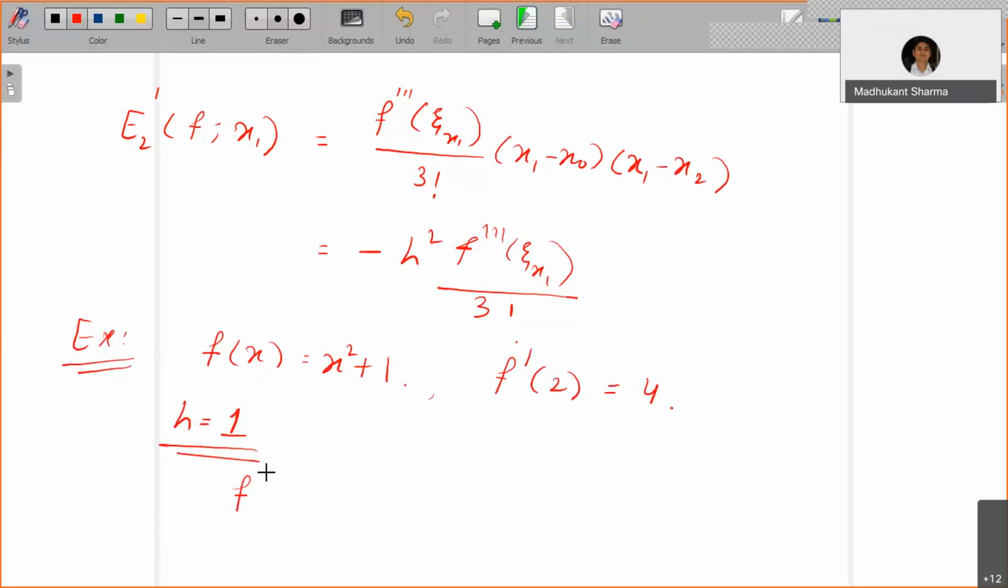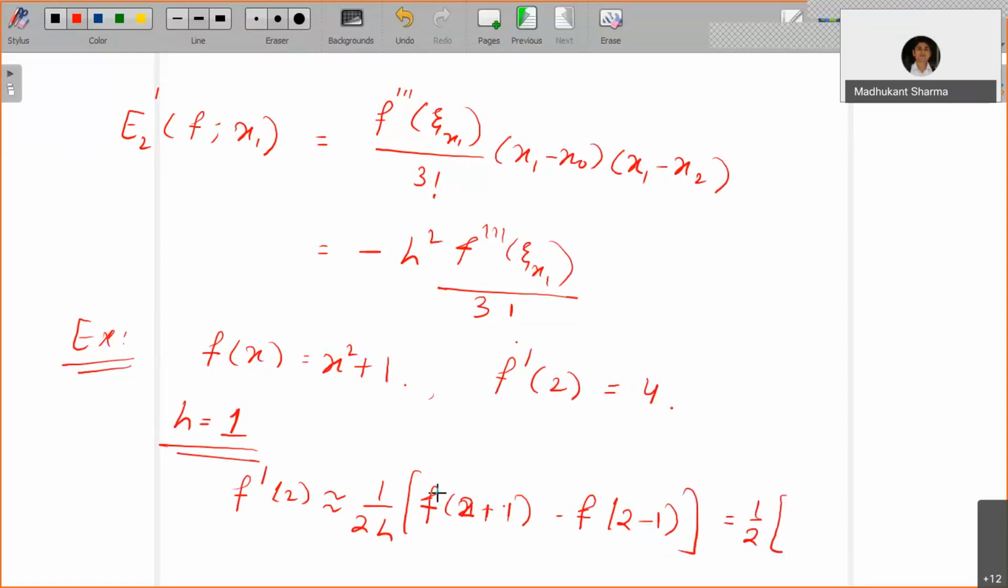Then f' at 2, if you approximate, is going to be 1 by 2h times f at x plus h minus f at x minus h. So x is 2, so f at 2 plus 1 minus f at 2 minus 1. h is 1 here, so it is going to be 1 by 2 times f at 3, which is 3 square plus 1, 9 plus 1 is 10, minus f of 1. f of 1 is 1 square plus 1, that is 2. 10 minus 2 is 8, 8 by 2 is 4.